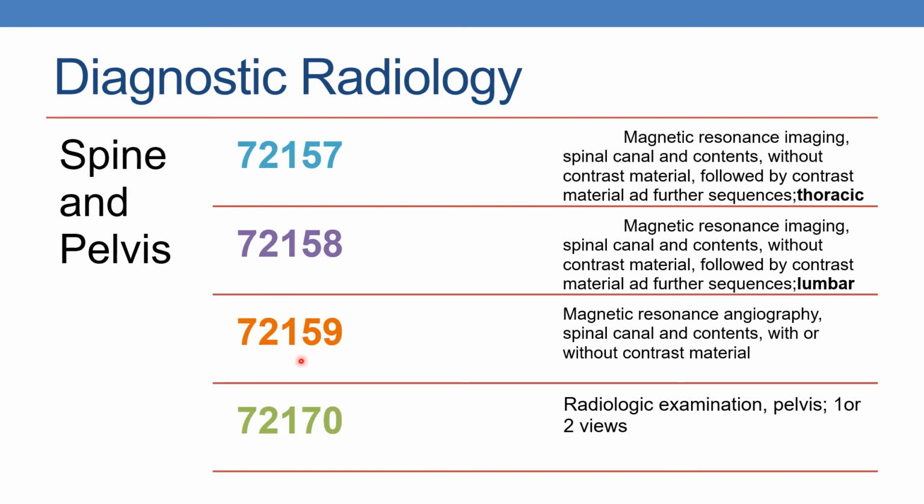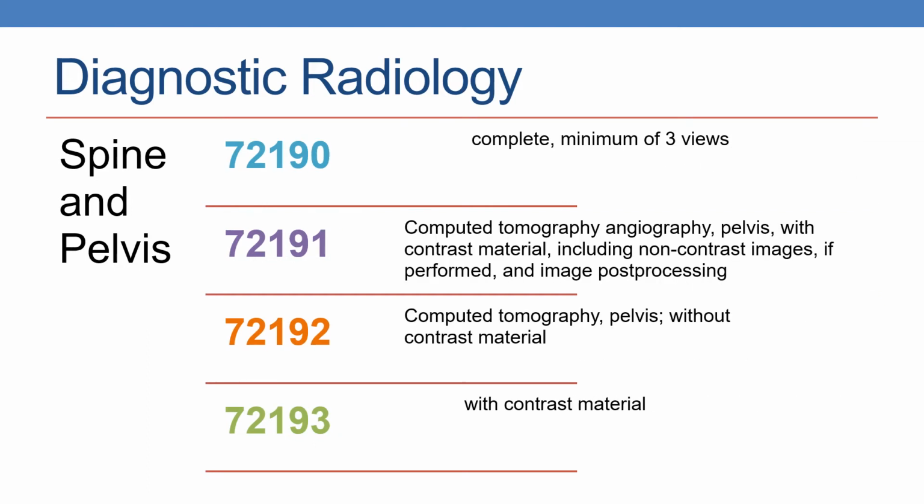The next is 72159, which is nothing but magnetic resonance angiography, spinal canal and contents with or without contrast material. MRA of spinal canal and contents. The next is 72170, which is nothing but radiological examination, pelvis, 1 or 2 views. The next is 72190, radiological examination, pelvis, complete, minimum of 3 views.